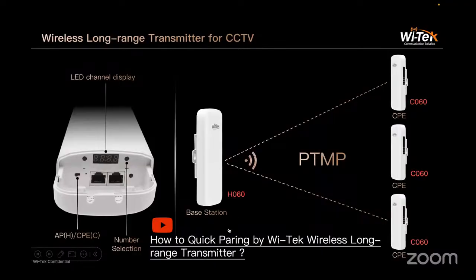Here you can see we have, as I said, quick setting. It's very easy. We just have one point for the base station and another point for the CPE receiver. So we use this DIP switch to change the mode. One for left is AP, one for right is CPE. Then you press this button. This LED shows the number. Same number is paired. So it's very easy. No need for a laptop.